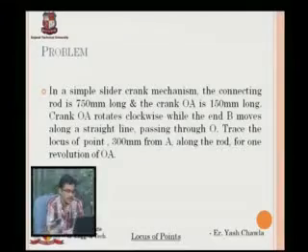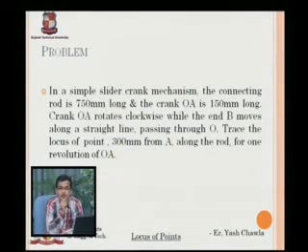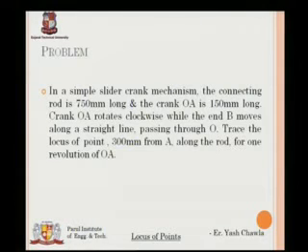Now the next, crank OA rotates clockwise while the end B moves along a straight line. So another thing is clear, that B is the point B, the slider will be at point B because it is oscillating in a straight line. So from this particular sentence it is clear that a crank OA is rotating clockwise and B is moving along a straight line passing through O.